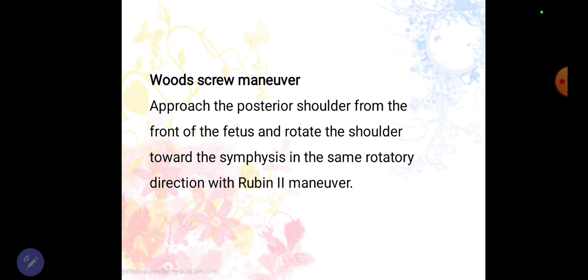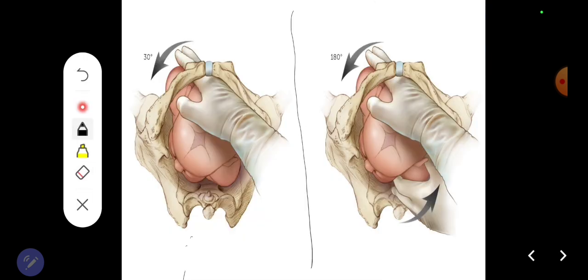In wood screw, in addition to the first two fingers at the posterior aspect of the anterior shoulder, we add two fingers in the ventral aspect, or the fetal chest. This is Rubin 2 and this is wood screw. In Rubin 2, the doctor will insert two fingers and try to reach the posterior aspect of the anterior shoulder. This is the anterior shoulder and this is the posterior one.